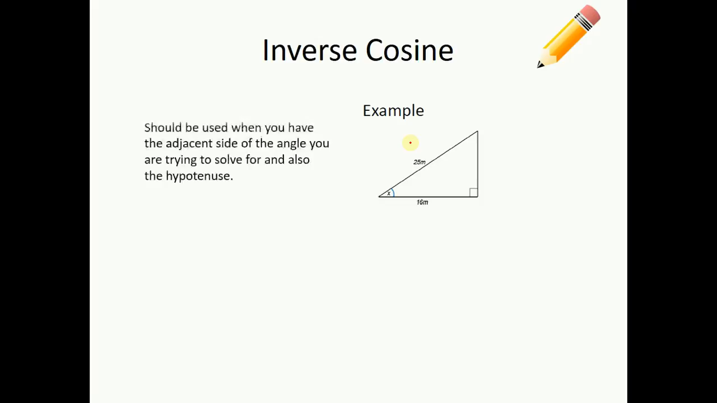So basically inverse cosine should be used when you have the adjacent side of an angle and you are trying to solve for the angle, and you also have the hypotenuse. So notice guys, I'm trying to find this angle right here.